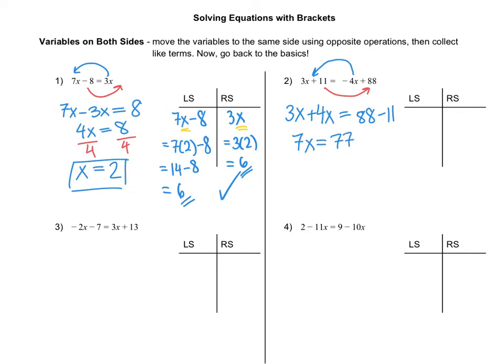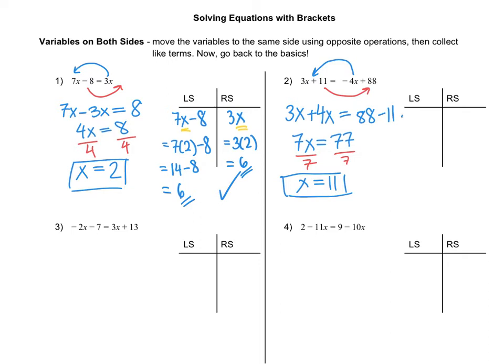And now again, that final one step. 7 is attached to x by multiplication. Let's divide both sides by 7 because that's what we're trying to get rid of. And 77 divided by 7 is 11. Let's see if it works.